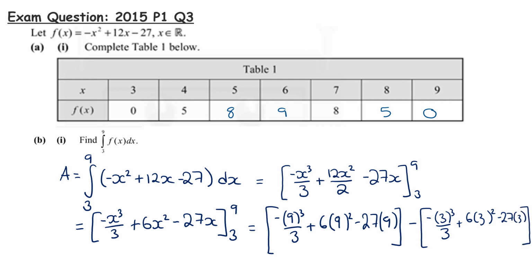Let's work out each bracket individually and then find our final answer. The first bracket gives us a 0 minus. The second bracket gives us a minus 36, which gives us a final answer of a positive 36 square units.